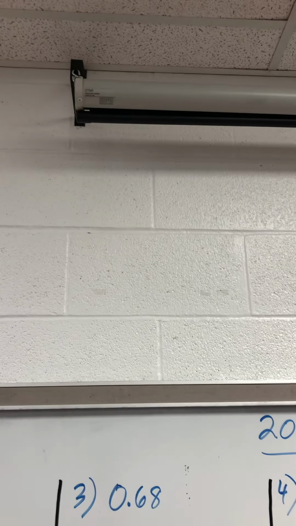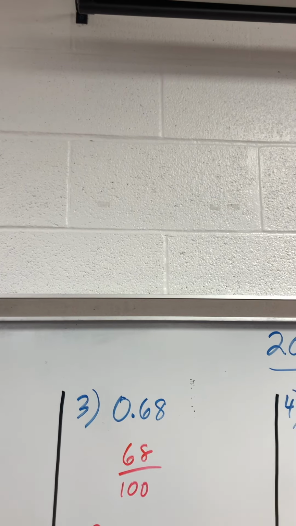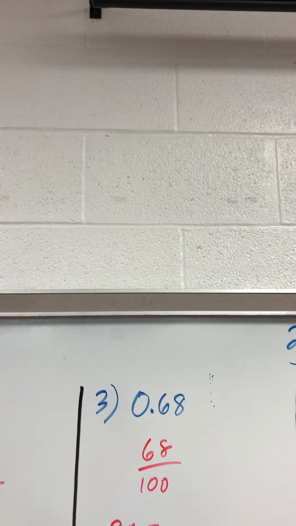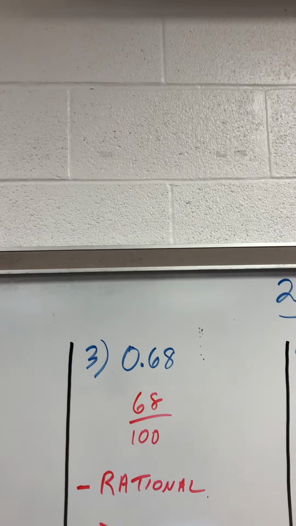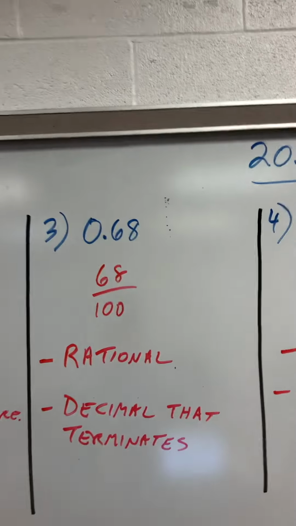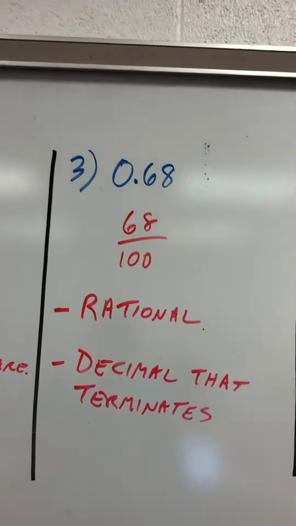0.68, would you agree that's the same as 68 over 100? If you did 68 divided by 100 on your calculator, you get 0.68. That's rational. It's one number over another. It's a decimal that terminates. Right? 0.68, that terminates, right?